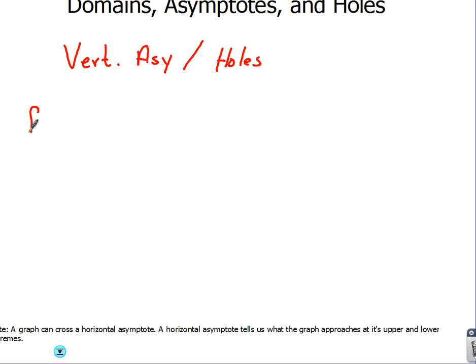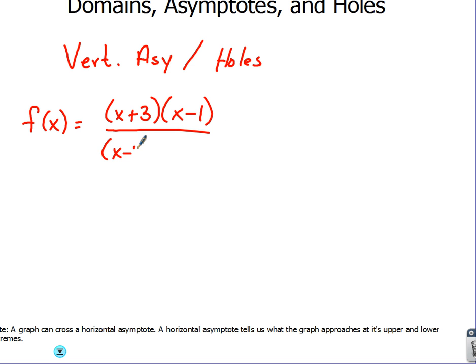If you've got the function f of x equals, and I'm gonna factor this thing out just so it looks a little bit better, (x plus 3)(x minus 1) over (x minus 2)(x minus 4). If you graph this function, I'm not going to, just take my word for it, you've got two excluded values on the bottom. What are those two excluded values? x cannot equal 2 or 4.